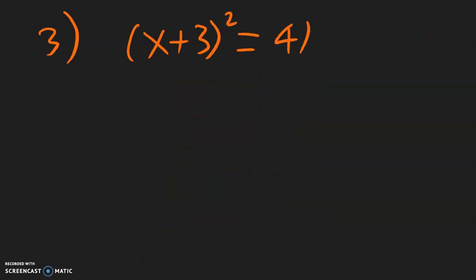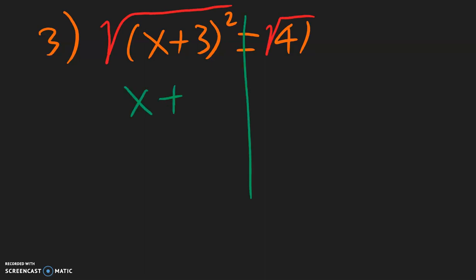For number 3, to solve this, we want to get rid of the square. So to undo that, take the square root on both sides. So that leaves us with x plus 3. Now square root of 41, that's going to be a decimal, give you 6 point something. So let's leave that as underneath the square root of 41. But don't forget the positive or negative.